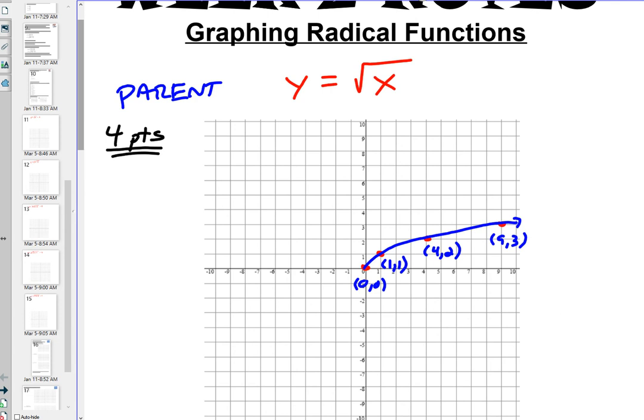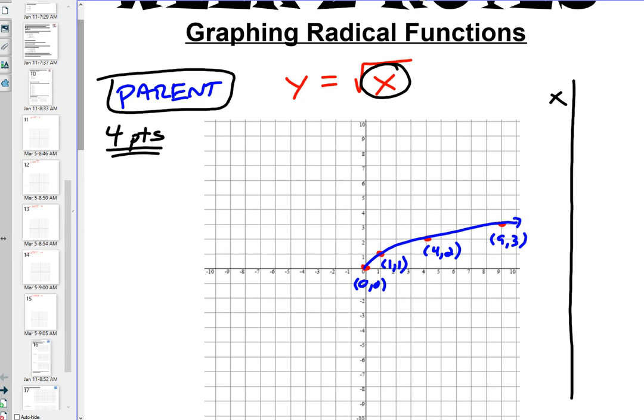What you see on the board right now is known as a parent function. What a parent function means is that the only operation that's occurring to the x is a square root. You might want to write this down. I don't have it written there for you, but square roots have a restricted domain.